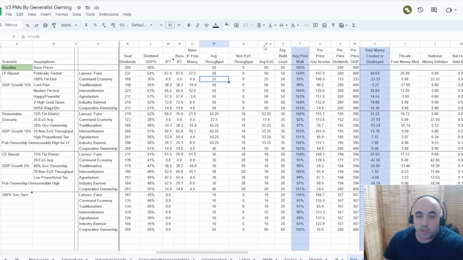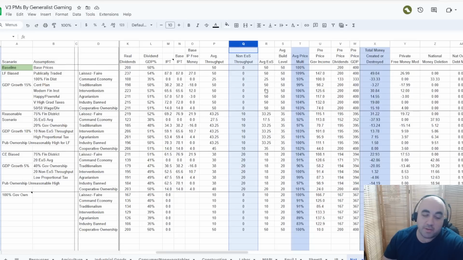We're assuming average building level everywhere being 50, and this informs the economies of scale. We are also assuming some levels of non-economies of scale throughput, such as getting companies, getting state bonuses, like the agrarian guys, getting a happy bonus from the trade unions. A bunch of stuff can give you a throughput bonus that isn't from economies of scale.